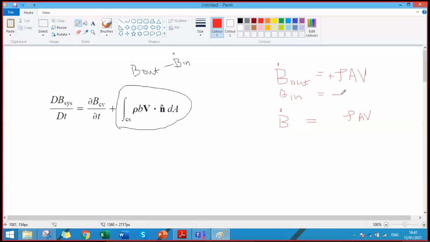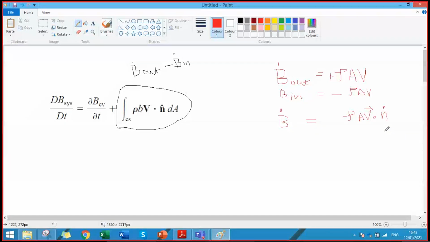So what I do, I just take the velocity vector and take its dot product with a normal vector, normal to the control surface. So if V dot n is positive, what will it mean? Sir, if positive, then it will be an outlet.